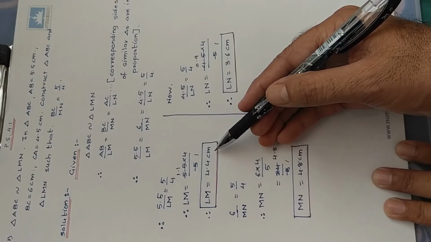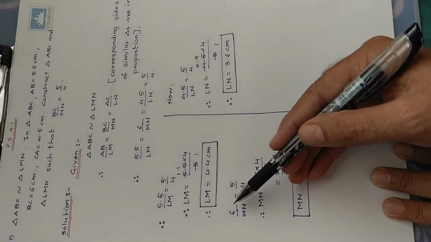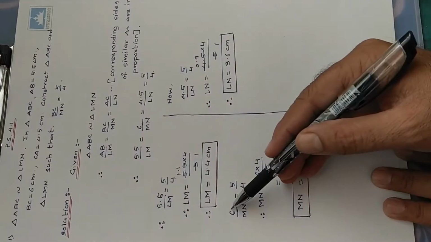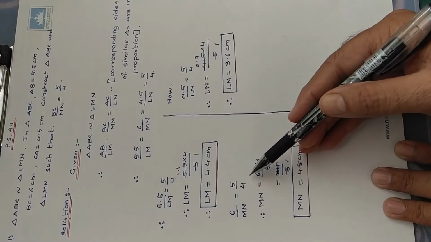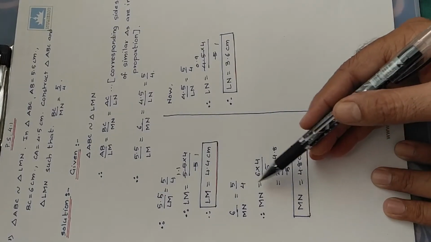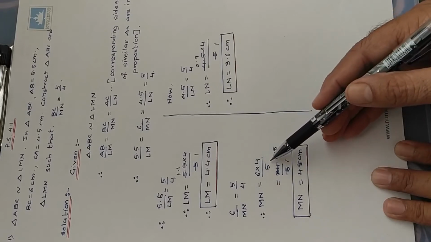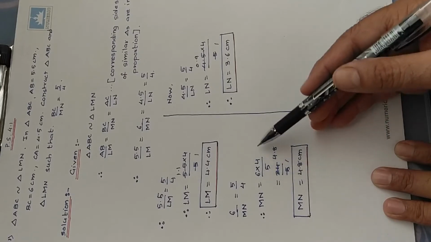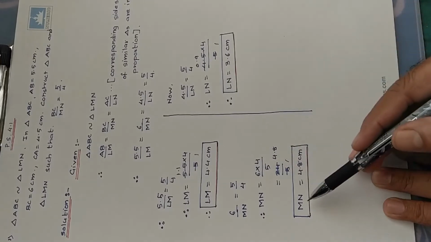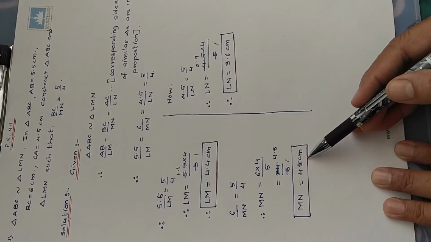Like this you have to find the rest of the sides also. Now let's see the second one. Here 6 upon MN is equal to 5 by 4. Again cross multiply. So MN is equal to 6 into 4 upon 5. 6 4s are 24 upon 5. If you cancel it out, it is 4.8. So MN is equal to 4.8 centimeter.